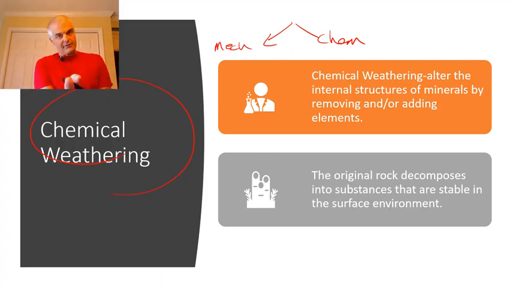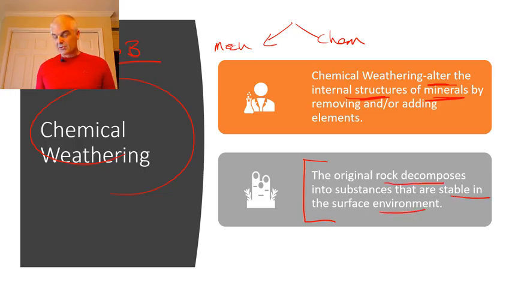So chemical is different than mechanical in that chemical weathering alters the internal structures of the minerals. It changes one mineral into another. So you start with chemical A and you turn it into chemical B. Now, they're going to have the same elements, all right, but they're going to be different in the way they're arranged. And that will break it down when it reacts with certain elements, all right? And the original rock decomposes into substances that are stable on the surface environment.